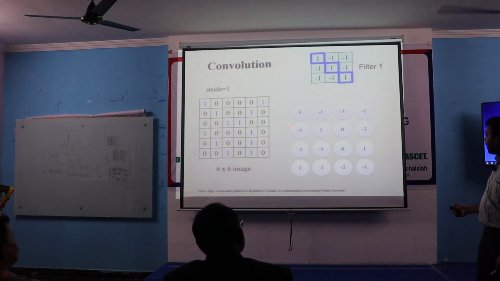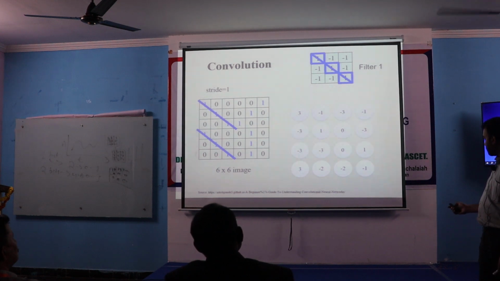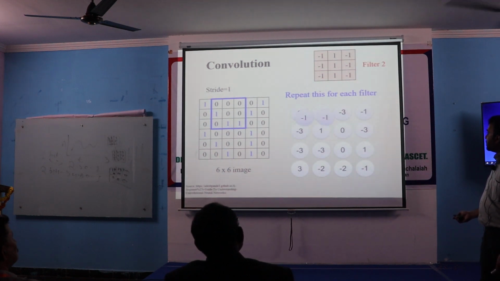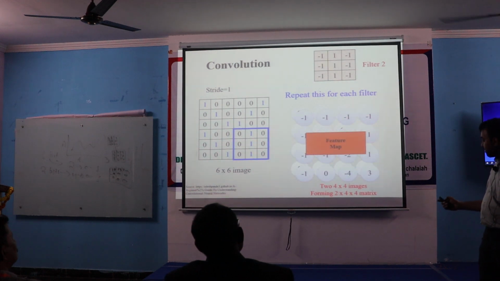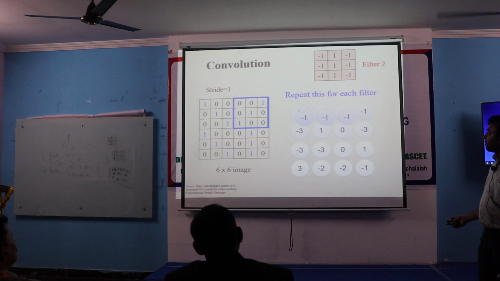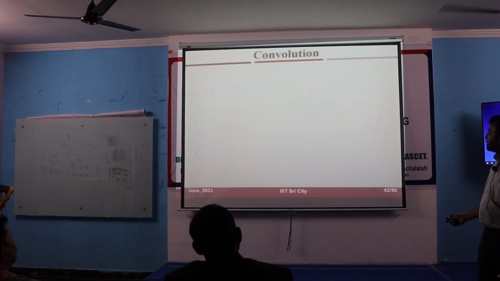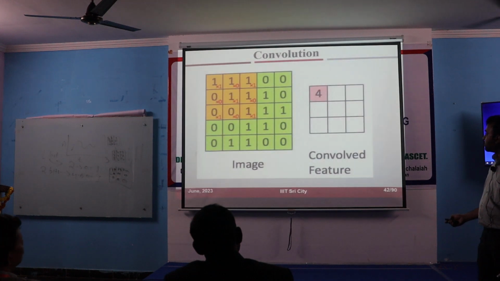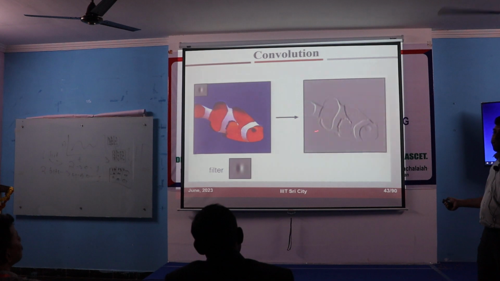So this is called one feature. Okay, and this, if you repeat, we will get another feature. So these are called feature maps. Then you convert, and you can easily see here. So each of these gives rise to one feature.